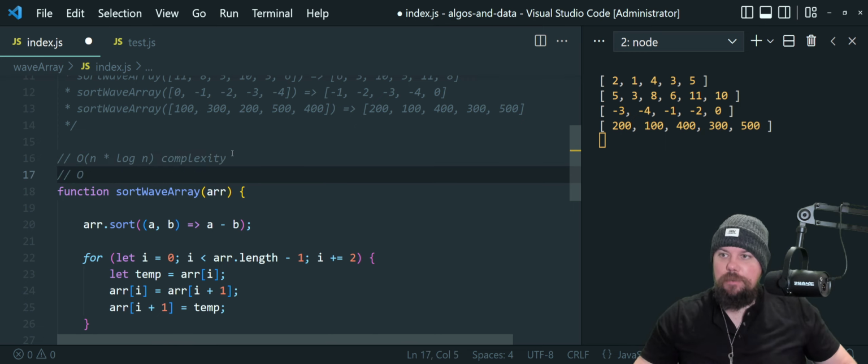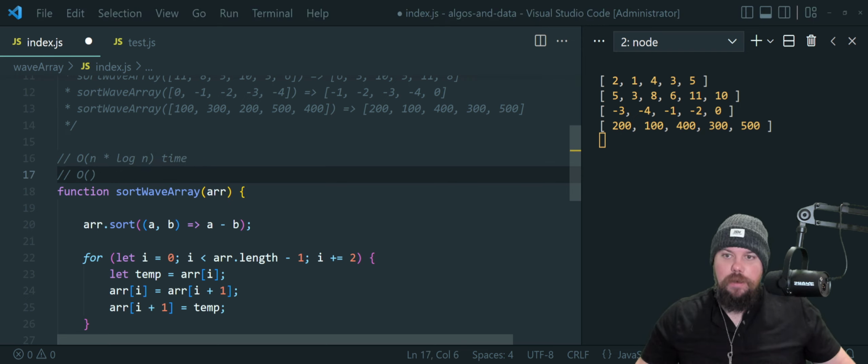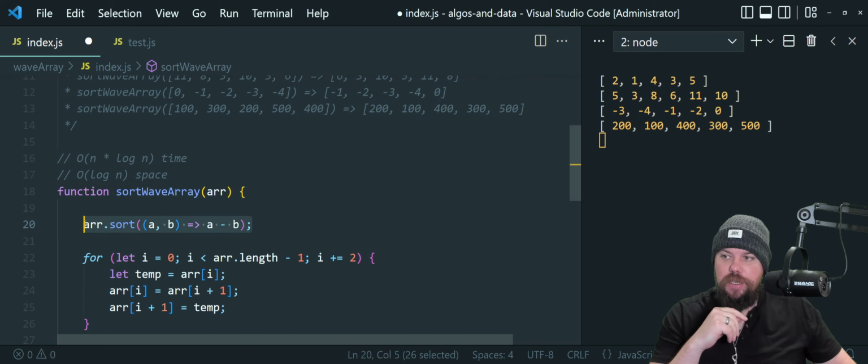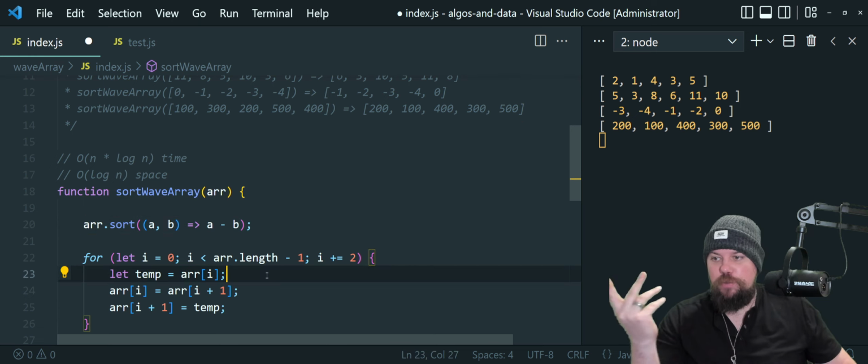so complexity, or time, I should probably call it, right? Time, and then big O of just log n for space, because of potentially eating some memory depending on how the sort is implemented, and the constant memory for the temp right there.